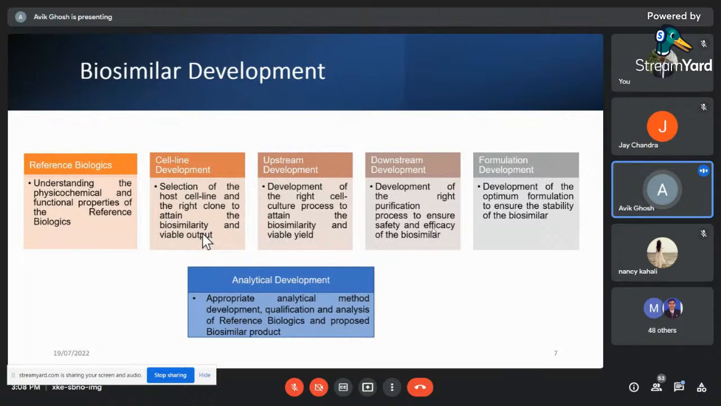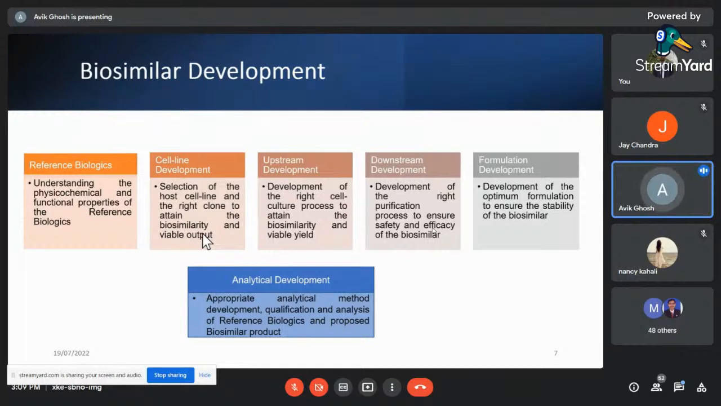Okay, so once you have selected the host cell line, and then you have selected the right clone, or at least whatever you think is the right clone, you have selected a clone to go ahead with. Next is the cell culture part, the upstream development. So here also, now you are generating protein from a clone in a host cell line, right? So there are many things involved in the cell culture process that can be modified and optimized to make sure that you can make a product that is biosimilar, and again the yield part is very important. You can make sure that you are making a good amount of the product, right?